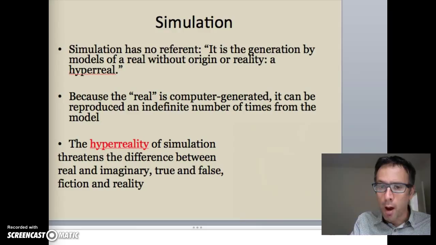So the real, in a certain sense, is computer generated, and that means that it can be reproduced an indefinite number of times from the model without loss of quality. And that also means that the hyperreality of simulation threatens the difference between real and imaginary. We have seen how Descartes was trying to draw a line between reality and imagination, right? What is real and therefore true, and what is just merely perceived and imagined. So the hyperreal threatens this difference between the real and imaginary, the true and the false, fiction and reality.